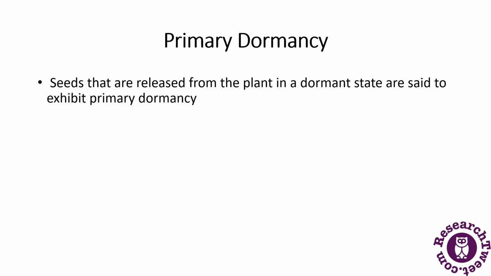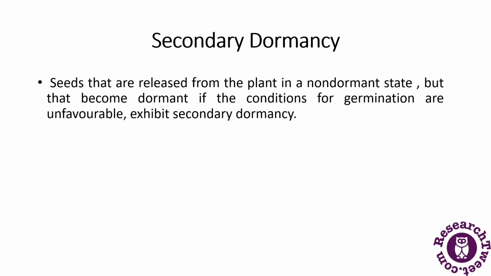Primary dormancy: the seeds that are released from the plant in a dormant state are said to exhibit primary dormancy. Then about secondary dormancy: the seeds that are released from the plant in a non-dormant state but that become dormant if the conditions for germination are unfavorable exhibit secondary dormancy. So this was about primary dormancy and secondary dormancy.